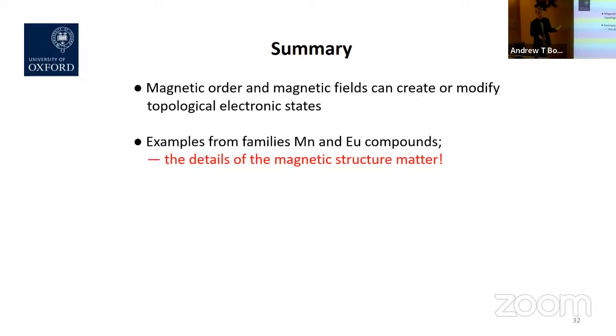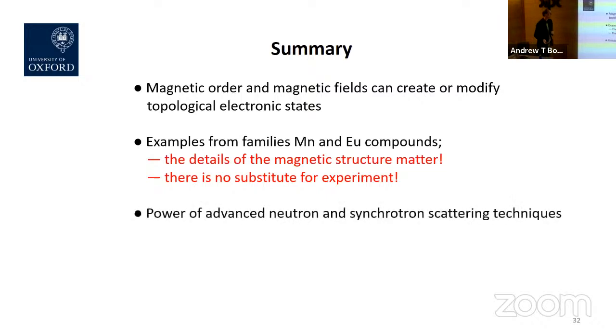The details of the magnetic structure really matter. You have to know whether the spins are collinear or non-collinear, what the propagation vector is. All these things have to be determined experimentally, because it's actually very difficult to calculate these kinds of details from first principles. The energy difference between these structures is very small.